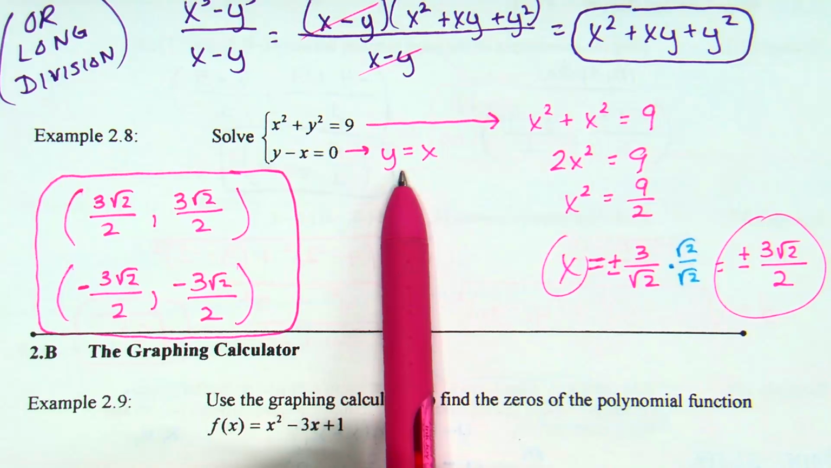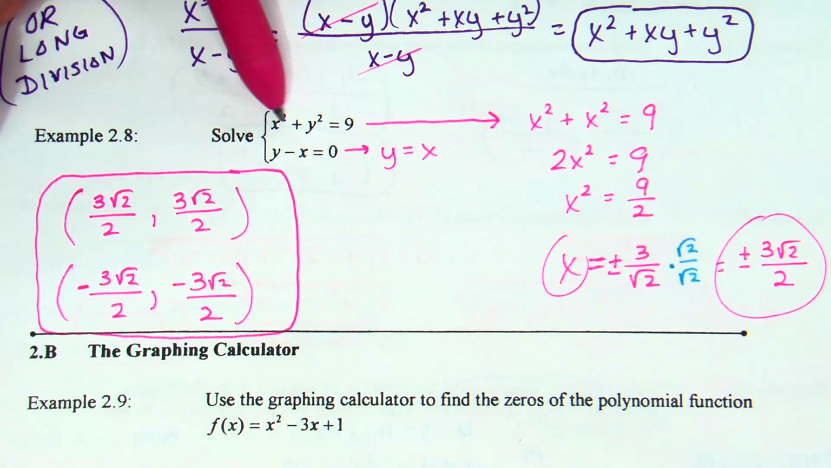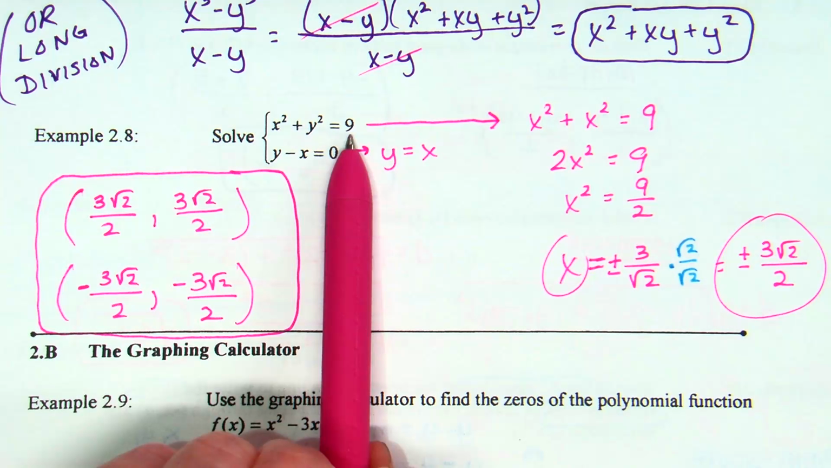Can you visualize what y equals x is as a graph? Y equals x is that perfect diagonal line that goes through 0, 0, slope of 1, yes? Okay, here's the trickier question. Do you know what x squared plus y squared equals 9 is? X squared plus y squared equals 9 is a circle, centered at the origin, because there's no plus or minus on these, with a radius of 3. Does that sound familiar?